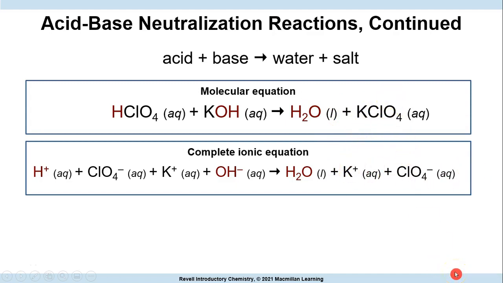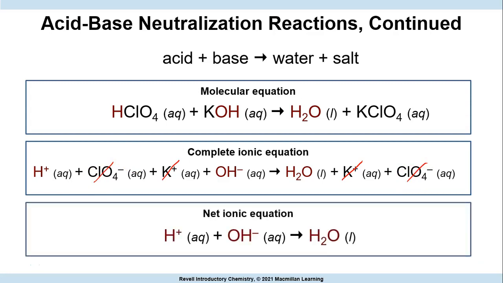So we said for us to obtain the net ionic equation from the complete ionic equation, we cancel out what appears in both sides of the equation. So we have the potassium here and the potassium here. We cancel that out to obtain the net ionic equation. We have the perchlorate here, and we have the perchlorate. And for the net ionic equation, we are going to obtain hydrogen reacting with a hydroxide to give us water.